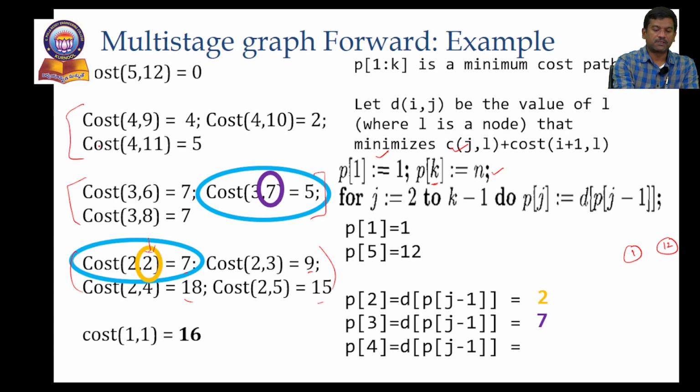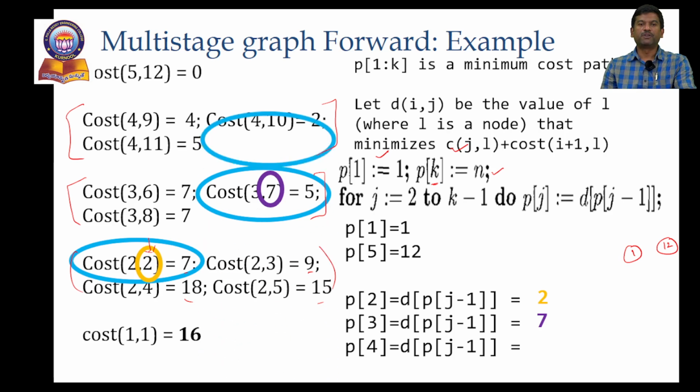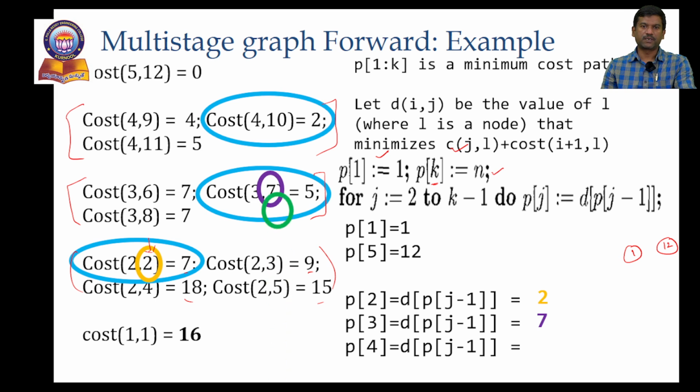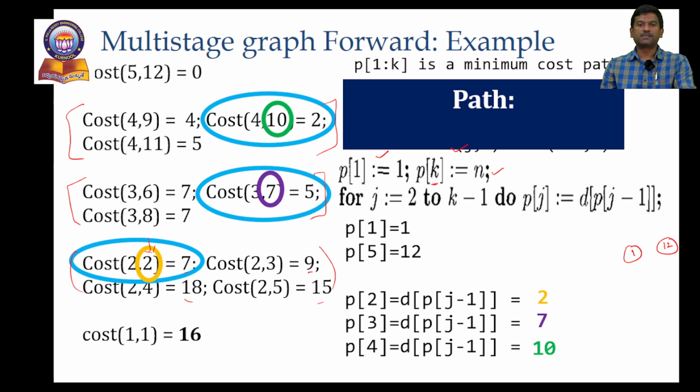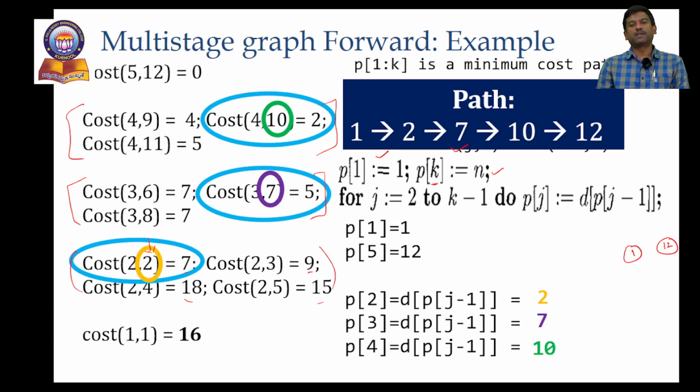And within stage 4, there are 3 cost values, that is 4, 2, 5. The minimum will be equal to 2. And the respective value of j, that is the vertex, is 10. Include the same in your P of 4. So P of 4 will be equal to 10. So what can you interpret? That is, the path is equal to 1 to 2 to 7 to 10 to 12.